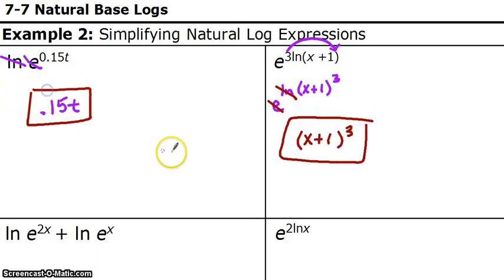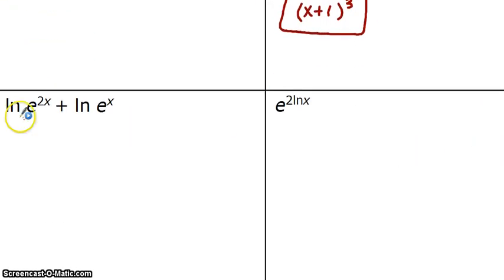All right, this next one. We have two separate natural logs, so we should combine them together into a single natural log, and we can use the multiplication property. If they're adding two separate logs, we can multiply the arguments. That's what's inside each one of them. So e to the 2x times e to the x.